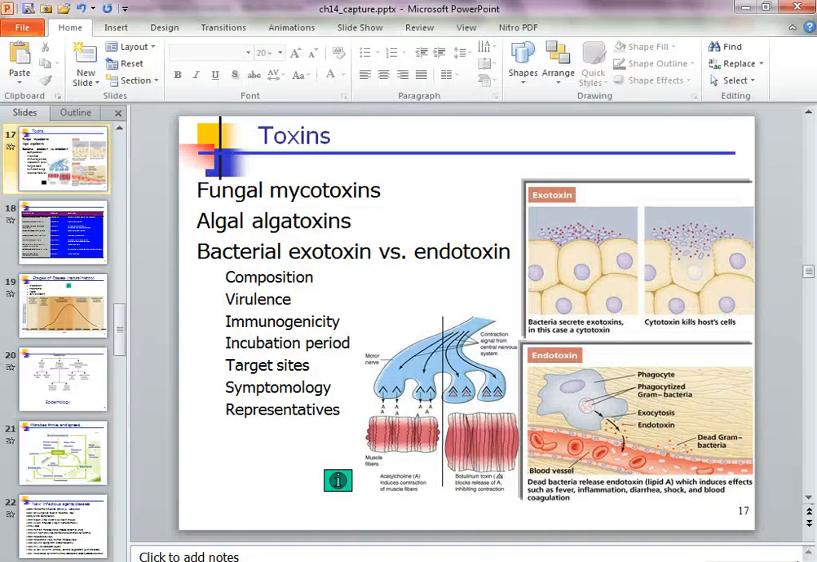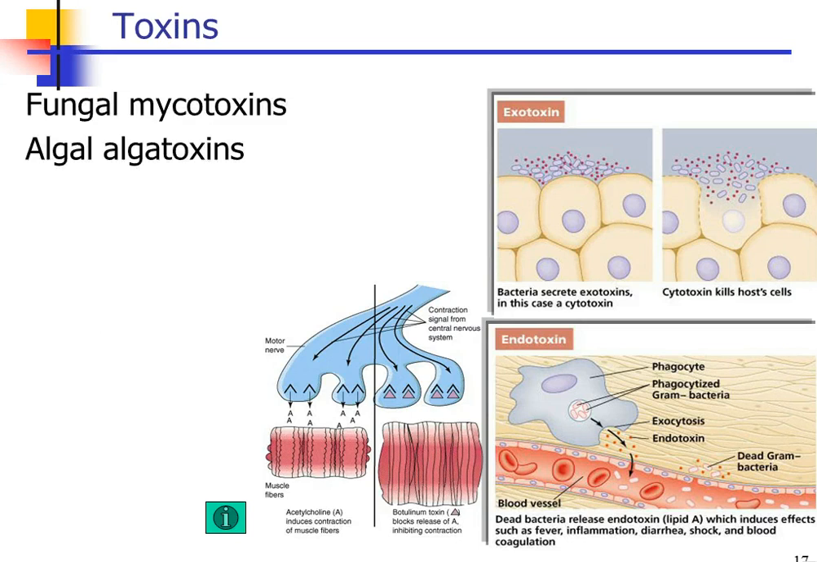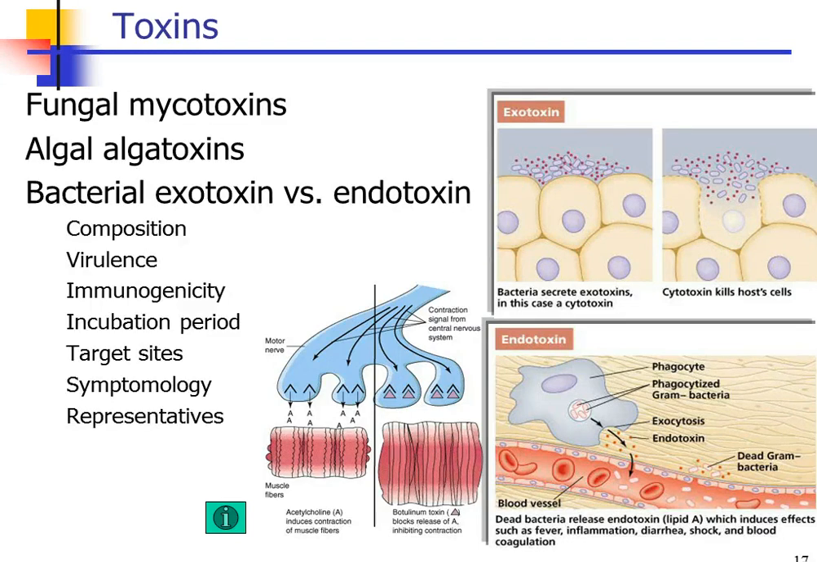Let me back up and go over this way. Okay, so I'm going to dwell on the bacterial toxins because they're the major ones that affect us. So we have two types. We have endotoxins and exotoxins. So let me start with endotoxins.